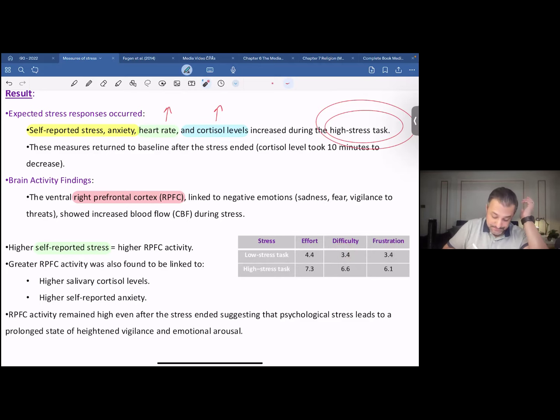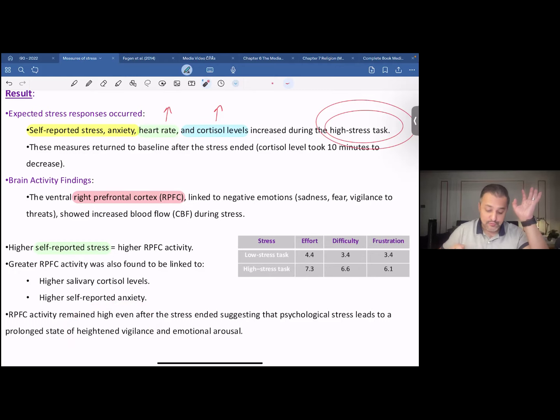Taking this further, the ventral right prefrontal cortex activity remained high even after the stress ended. Now, what does this suggest? This suggests that psychological stress leads to a prolonged state of heightened vigilance and emotional arousal. So, the high level of activity in the right prefrontal cortex, what does this suggest? This suggests that psychological stress leads to a prolonged state of heightened vigilance and emotional arousal.